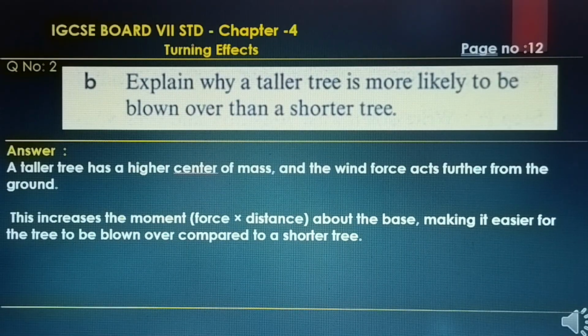Explain why a taller tree is more likely to be blown over than a shorter tree. The taller tree has a higher center of mass, and the wind's force acts further from the ground. This increases the moment, force into distance, about the base, making it easier for the tree to be blown over compared to a shorter tree.